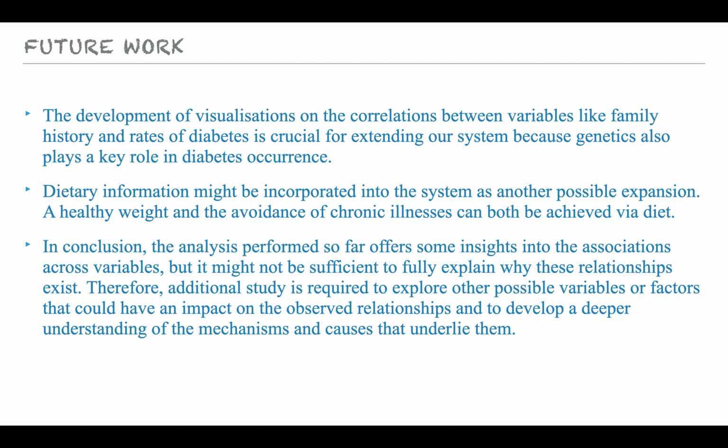The development of visualizations on the correlations between variables like family history and rate of diabetes is, I think, crucial for extending our system, because in our data set the genetics are not included, which will be crucial in terms of diabetes. So genetics also plays a key role in diabetes occurrence. Dietary information might also be incorporated into the system as another possible expansion, because a healthy weight and the avoidance of chronic illness can both be achieved by a healthy diet, which is required in diabetes prevention.